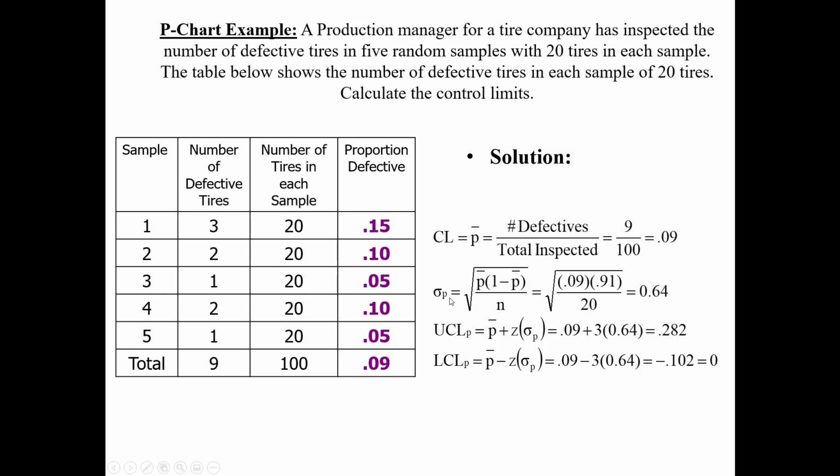Now there is a formulation for the proportion. Basically these are the proportion. P represents the proportion chart, the P chart. So sigma P, the formulation is square root of P bar (1 minus P bar) divided by n. Here n represents the number of tires in each sample, there are 20 tires, and P bar we have already calculated. When you put these values, you will get sigma 0.64.